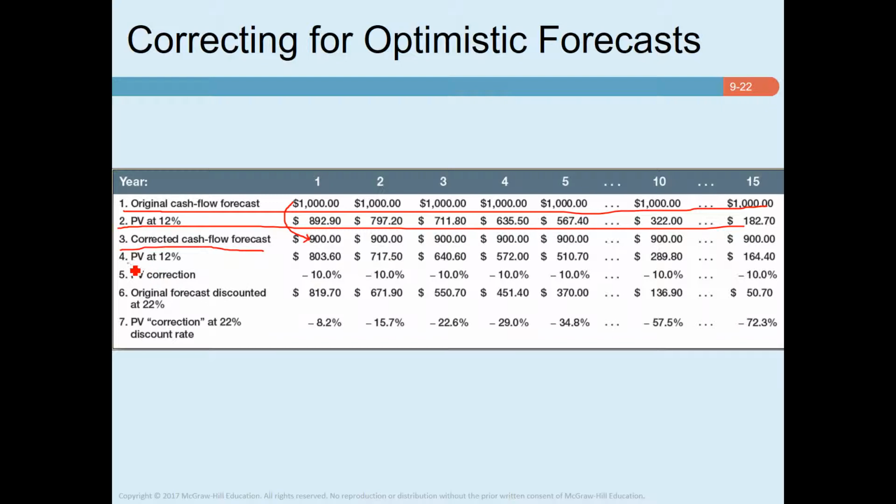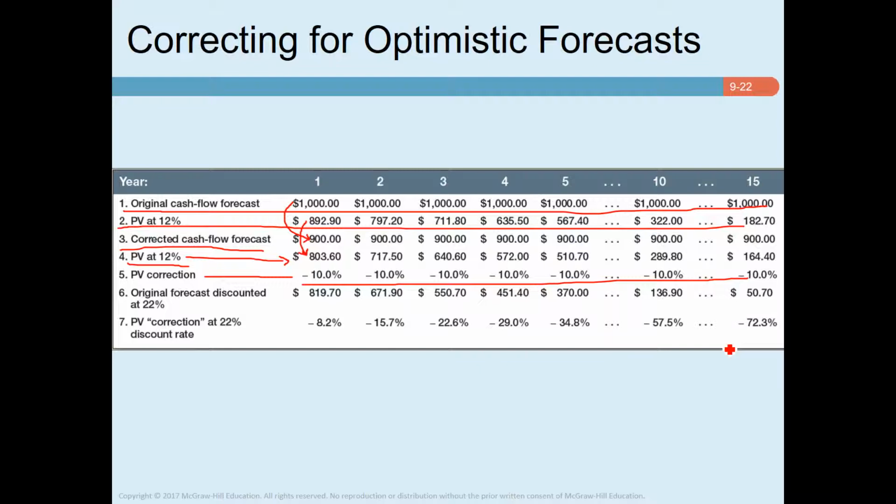So we use the same discount rate since the riskiness is already incorporated in cash flows. We use the 12% discount rate to discount cash flows. You can see previously the present value was 892 and now it is 803. And if you find the present value correction, it is 10%. So the cash flow declines by 10% and so does the present value. I mean the present value of the cash flow also declines by 10%.